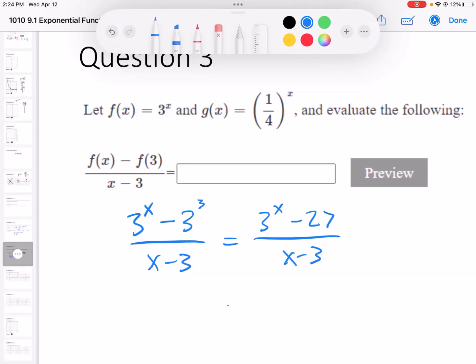Also, if you didn't sign the attendance sheet yet, does anybody know where it's at? Who has the attendance sheet? You do? Okay. Did anybody not sign it? Okay, I'll go grab it.